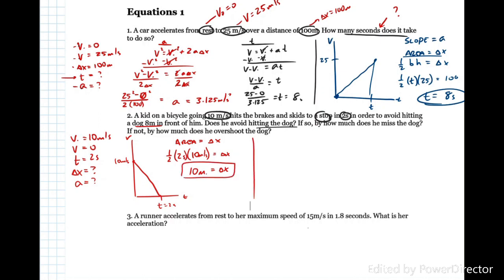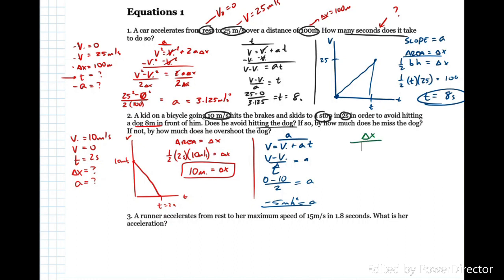Using equations, the first thing we need to do is find the acceleration. So we're going to use v equals v0 plus at. V minus v0 over t is equal to the acceleration. So 10 minus 0 over 2 is equal to the acceleration. I did that backwards, sorry. 0 minus 10 over 2 is equal to the acceleration. So that acceleration comes out to be -5 meters per second squared. Then we need to find the displacement.